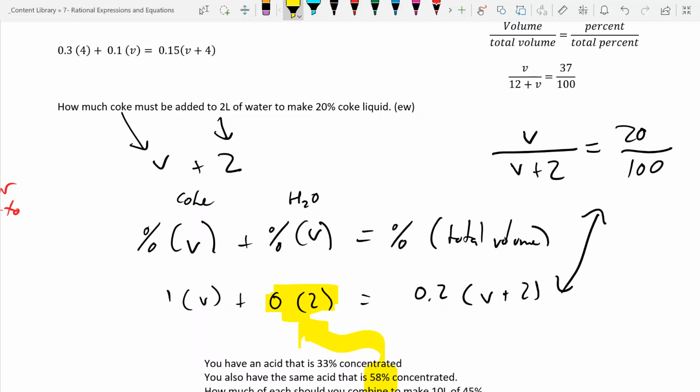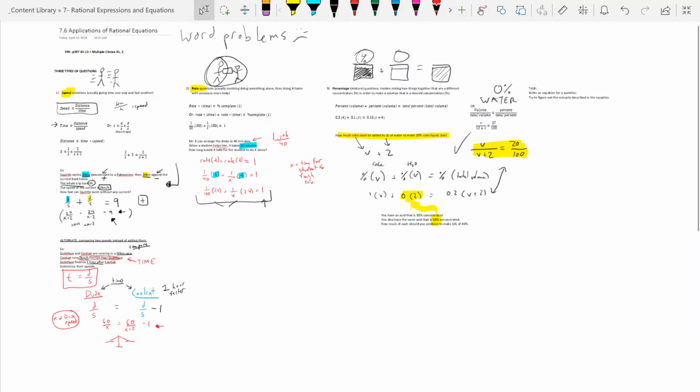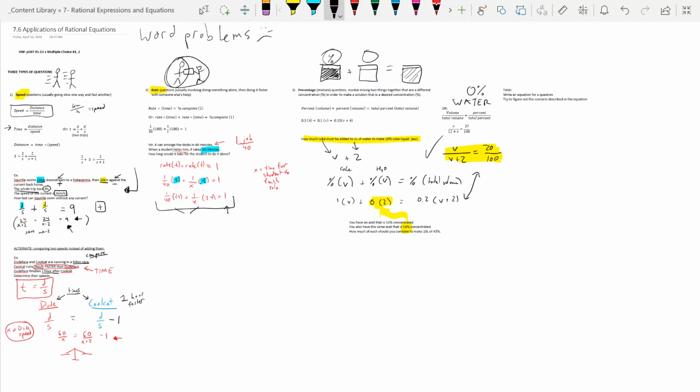So you will mostly get these types of questions where you're dealing with water. So if you like this equation better, go for it. Use it. That works. That's fine. And those are the 3 types of questions. Okay? Speed, rate, percentage. You can remember how to set them up. And once you get the equation, the rest of it's pretty easy.